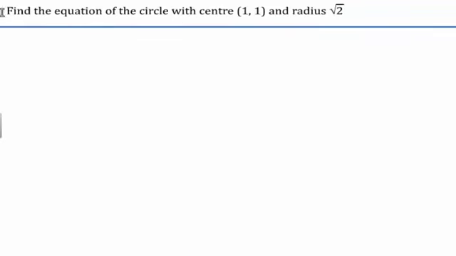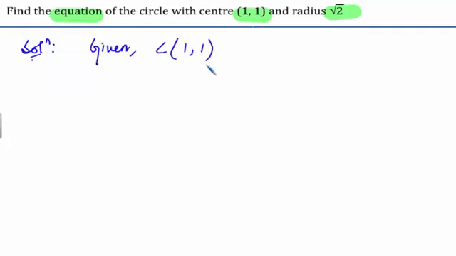In this question, we have to find the equation of the circle with center having coordinates 1, 1 and radius square root of 2. Let's begin with the solution. And here we are given a circle with center having coordinates 1, 1 and radius, let us note it by small r, equal to square root of 2.